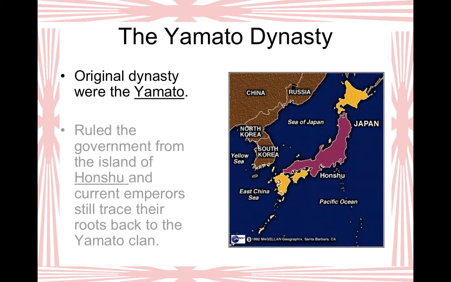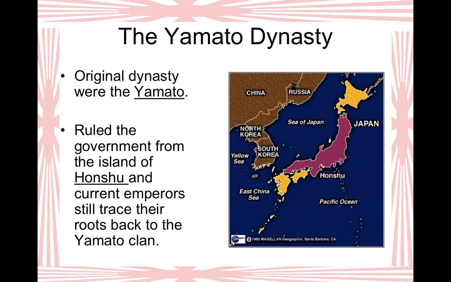So let's talk about the Yamato dynasty. The original dynasty, meaning the first one, was the Yamato dynasty. It ruled a pretty large government from Honshu. You guys can see Honshu on the map over there. And current emperors, or people that rule Japan, try to trace their ancestry, meaning their relatives, all the way back to Honshu to show that they're like the original rulers that go all the way back to the beginning.